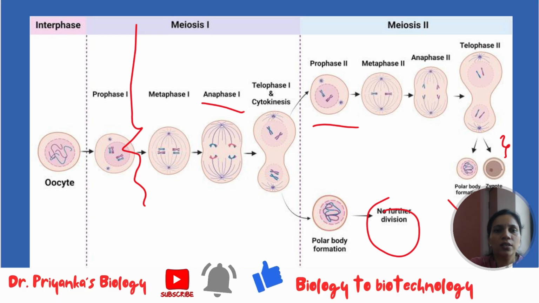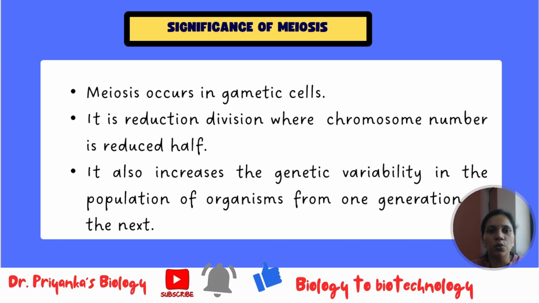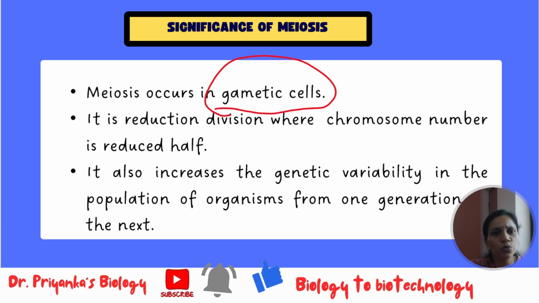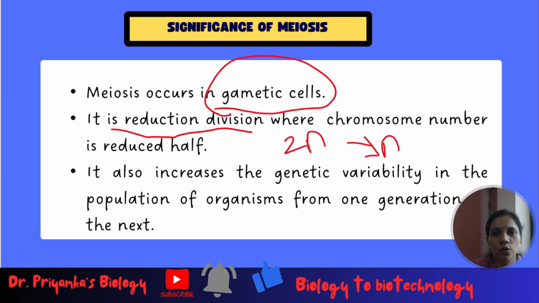Let us see what the significance of this meiosis is. This is going to be a revision again: this occurs in gametic cells because its main purpose is to form the reproductive cells, that is the egg cell and the sperm cell. It is a reduction division because there is a conversion from the diploid phase to the haploid phase, that is 2n to n. The chromosome number is getting reduced by half, so it is a reduction division.